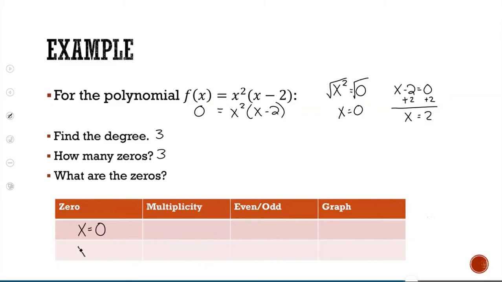And that'll be the other one. Again, remember, we said 3, but we're going to have some duplicates. All right, so what is the multiplicity on the 0? How many times does that 0 occur? Twice. Okay, and the easiest way for you to get the multiplicity is to look at that exponent.